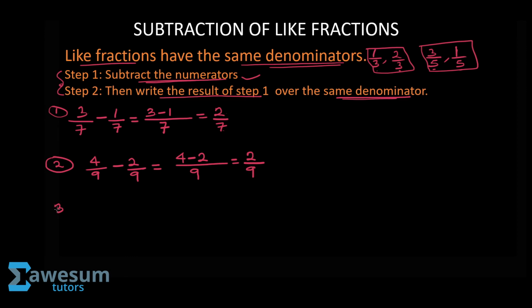Okay? Number 3, 2 over 11 minus 1 over 11. These also have the same denominator. So the first step, subtract the numerators, 2 minus 1. The result is going to be over the same denominator, which is 11. So 2 minus 1 is 1 over 11. Very good.